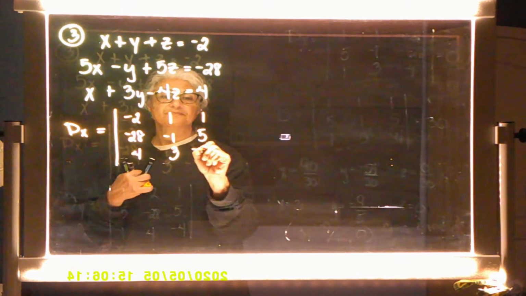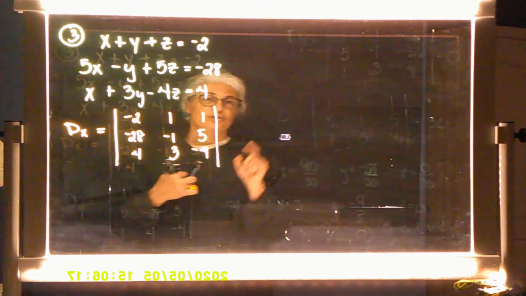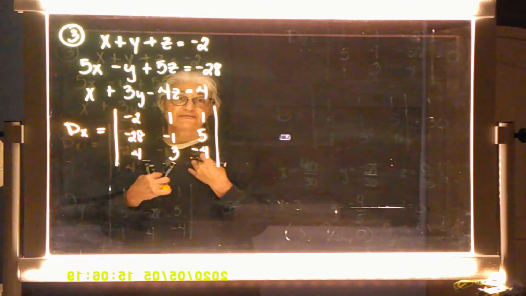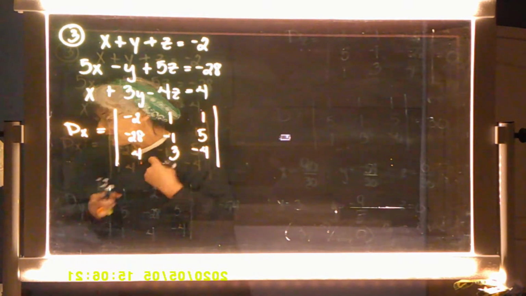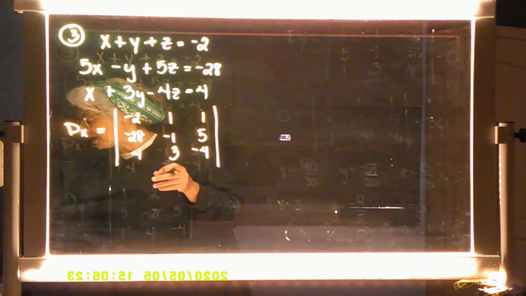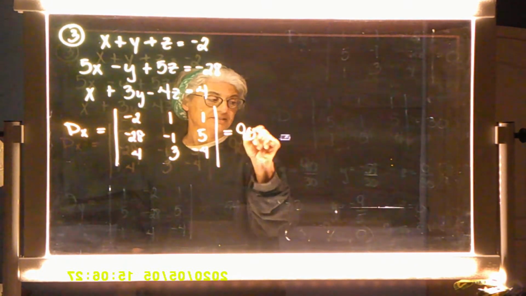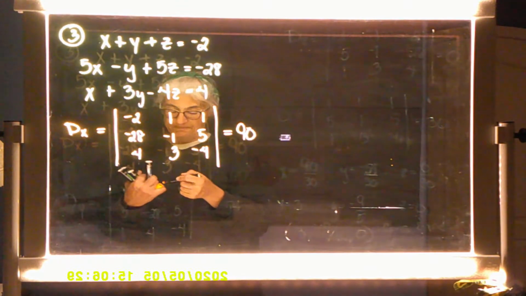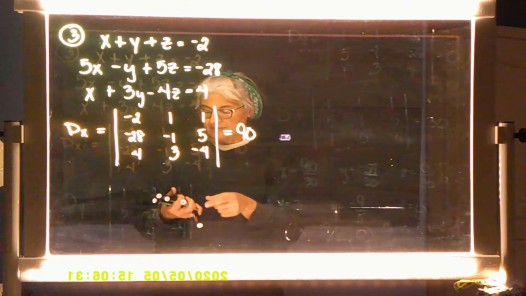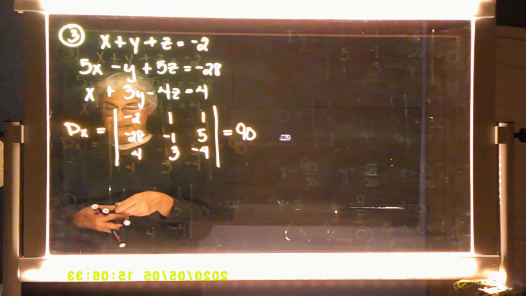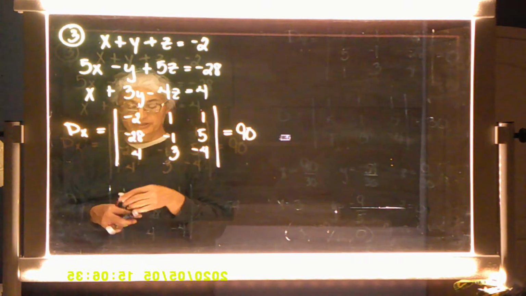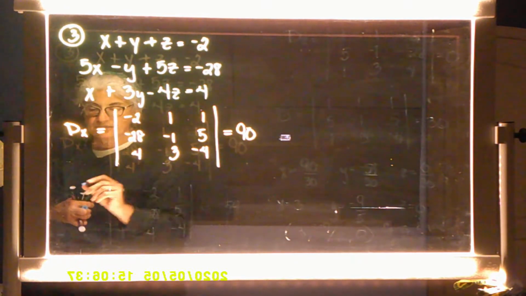So, now, you do your work on this. I've already done mine. And hopefully we agree. On this one, I have that the determinant is equal to 90. So hopefully we agree with that. All right, let's look at the next one, which will be dy.